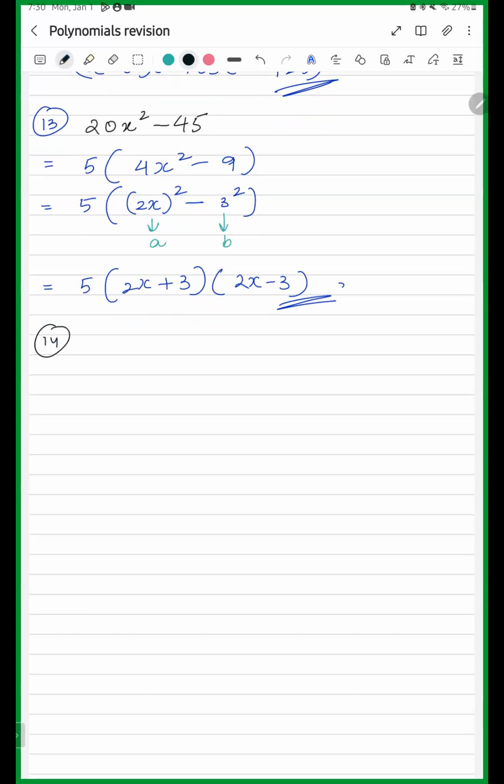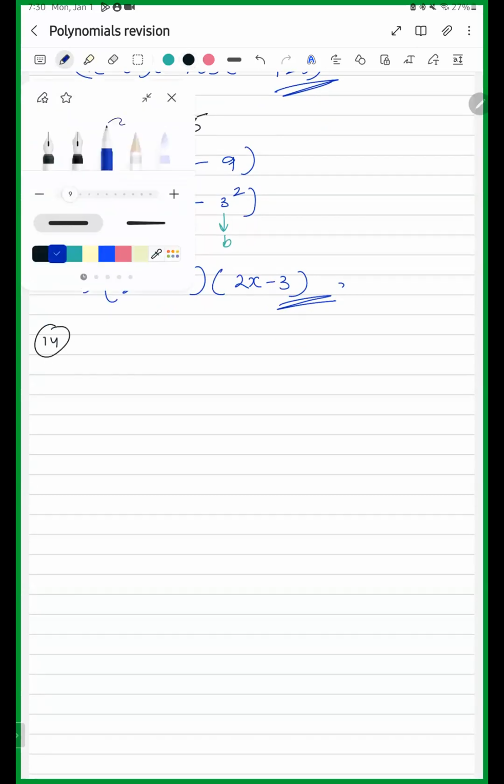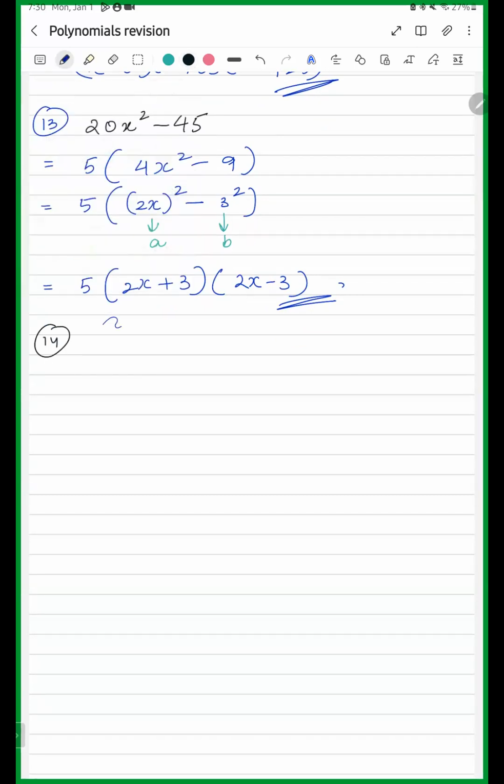Last question for today. 4x square. Okay, not this. Let's do a different one.